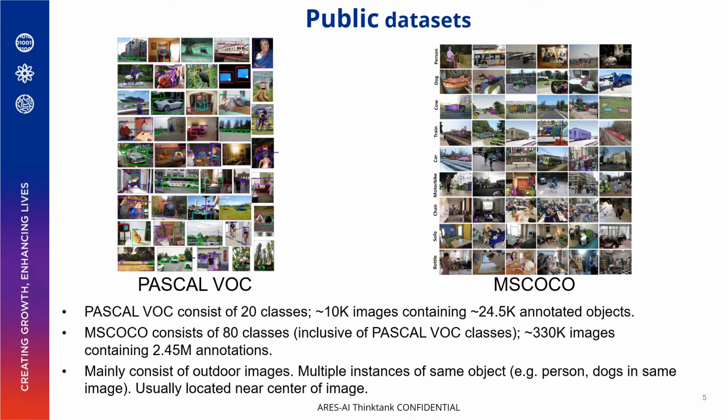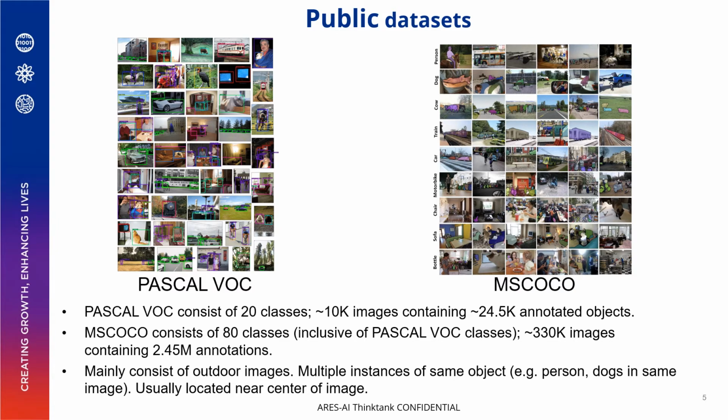Both of these datasets consist of a lot of outdoor images. Multiple instances of the same object can be present in a single image, and more often than not, most of the objects are located in the middle of the images.